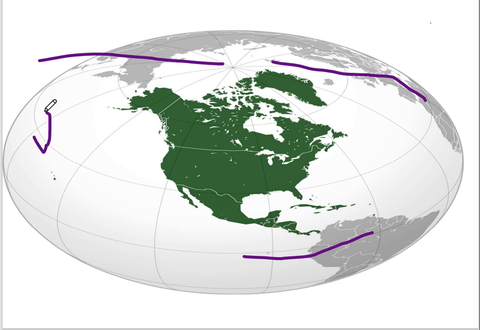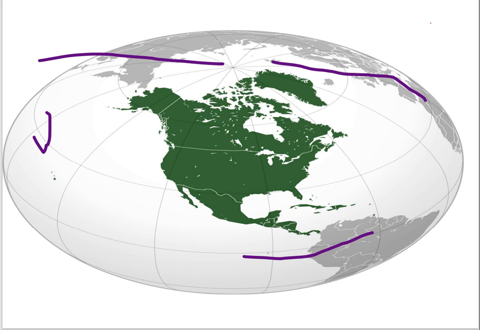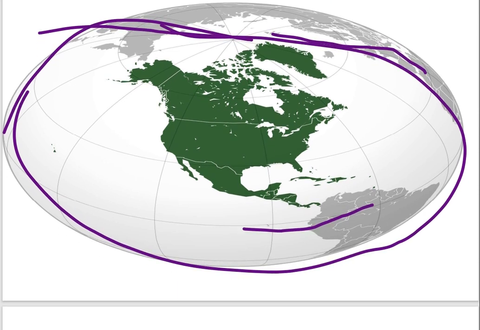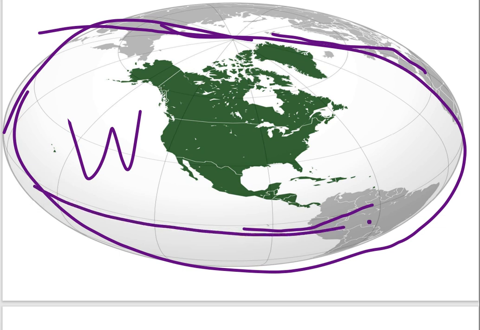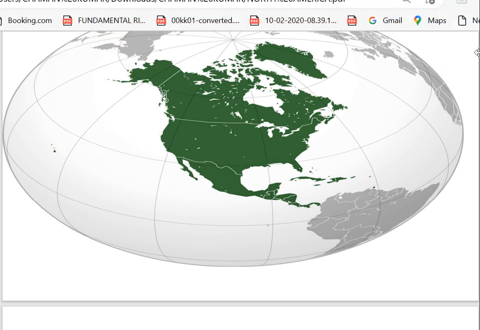Here it is the western hemisphere, and if we divide horizontally, then it is the northern hemisphere. So we can say that the North America continent entirely lies in the northern hemisphere and western hemisphere. Okay, so let's see.